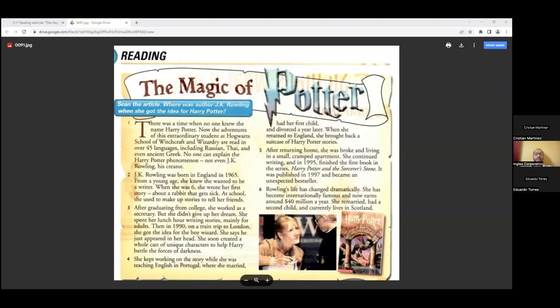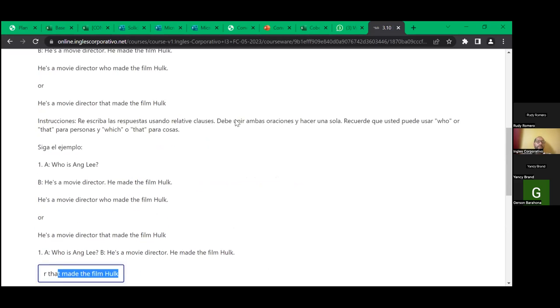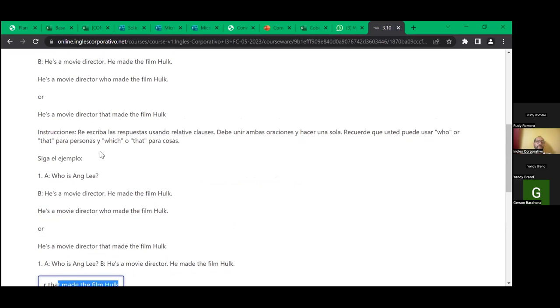There was a time when no one knew the name Harry Potter. Now the adventures of the extraordinary student at Hogwarts School of Witchcraft and Wizardry. The B is the option we have to rewrite. In this case, we have the first one, who is Ang Lee. He's a movie director, and the relative clauses we can use are that, which, or who. Okay.